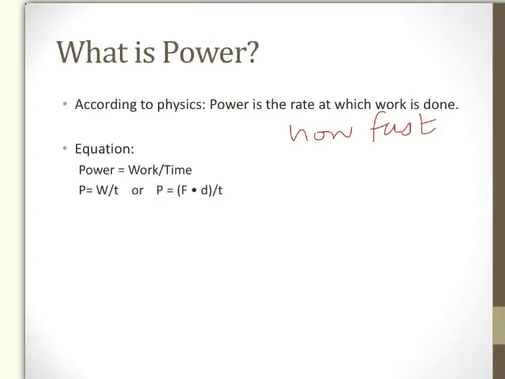Now, the equations can look like, if you know the total work done, you can just take work and divide by time. But sometimes you might be given the force and the distance, which means you'll have to calculate work as well as divide by time. So you could also see the equation written like this. But both of these will help you determine how much power is needed in order to get that work done.